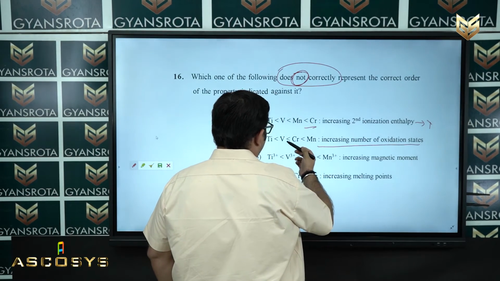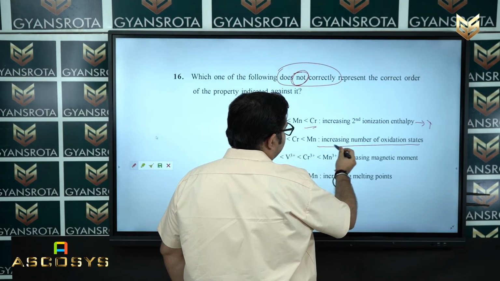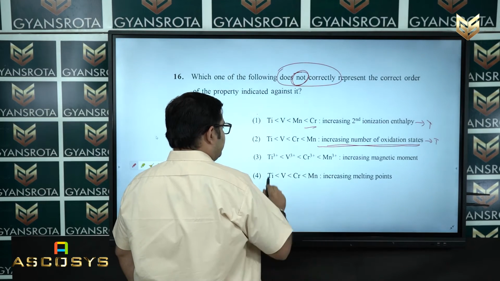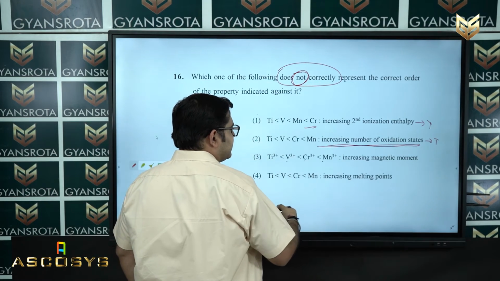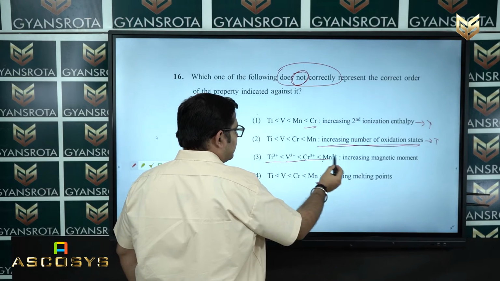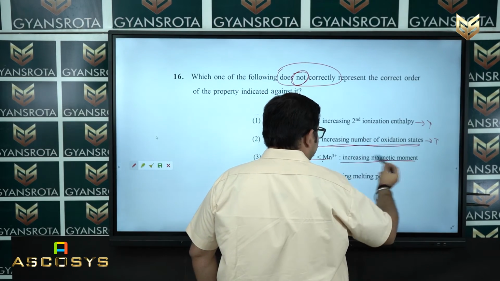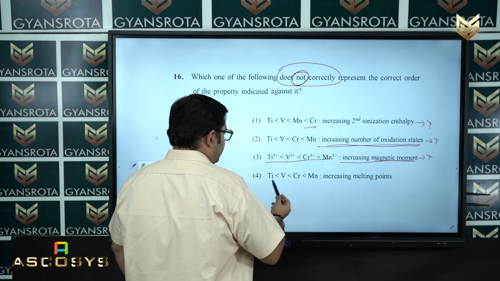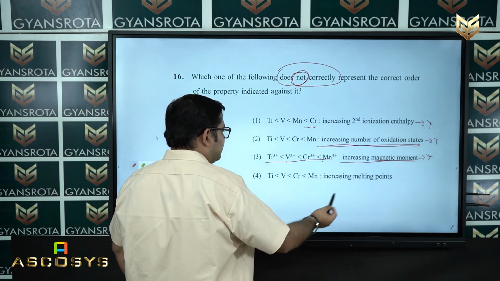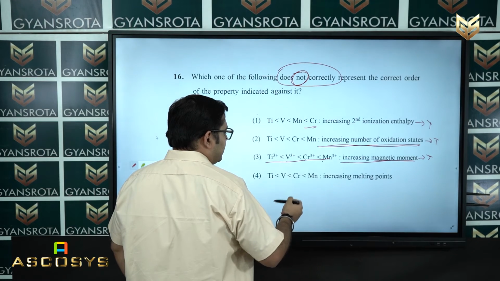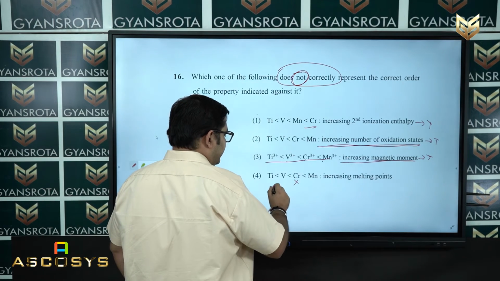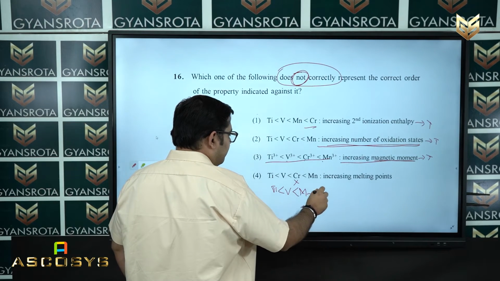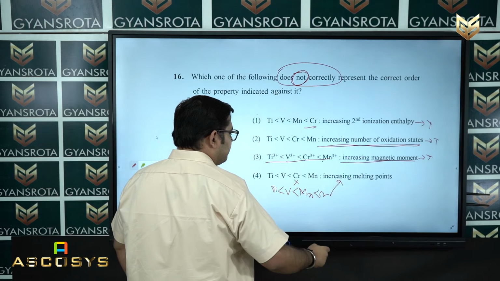Titanium, vanadium, chromium and manganese are given in increasing number of oxidation states, this is also a true statement. Now, titanium, vanadium, chromium and manganese are given in increasing order of magnetic moment, and this order is also true. Now, the fourth option, titanium, vanadium, chromium and manganese, given as increasing melting points. Here it will not be true, because titanium, vanadium, then manganese, then chromium will give you the increasing melting point order.